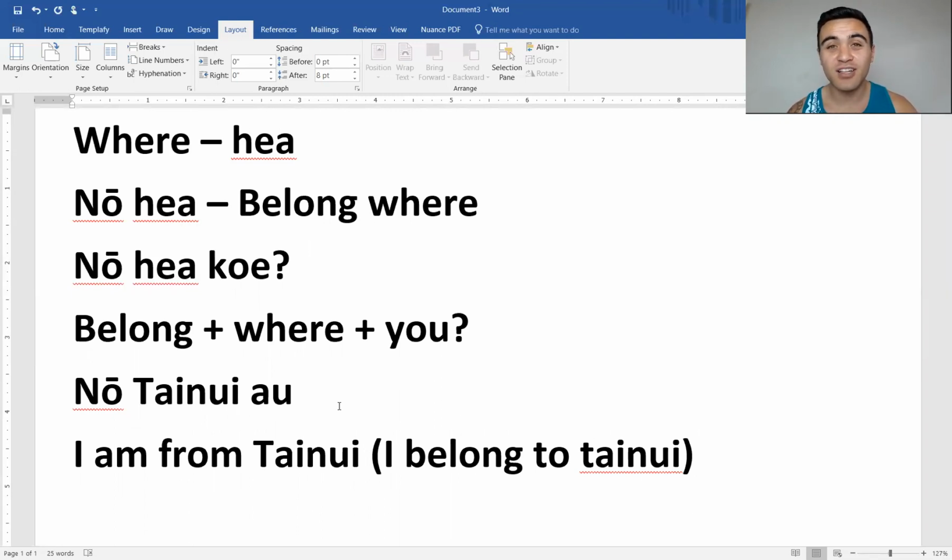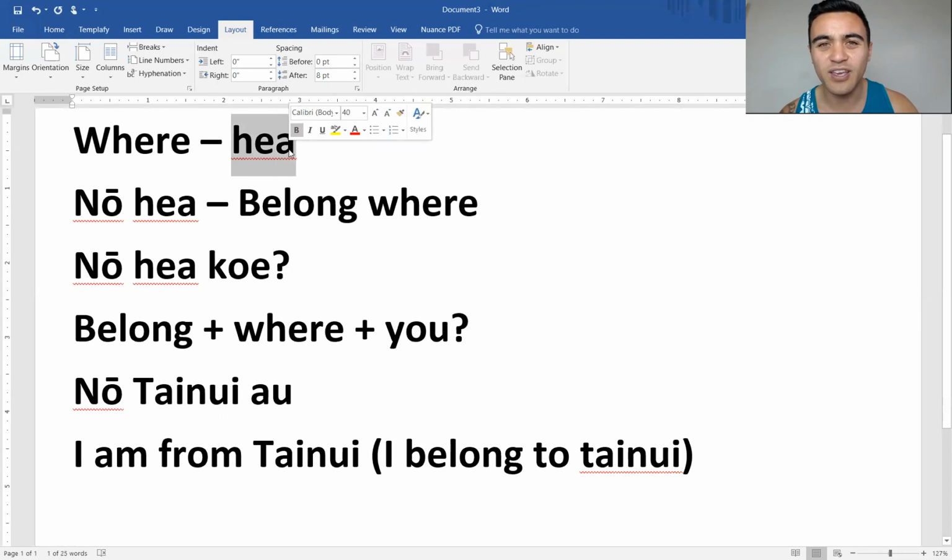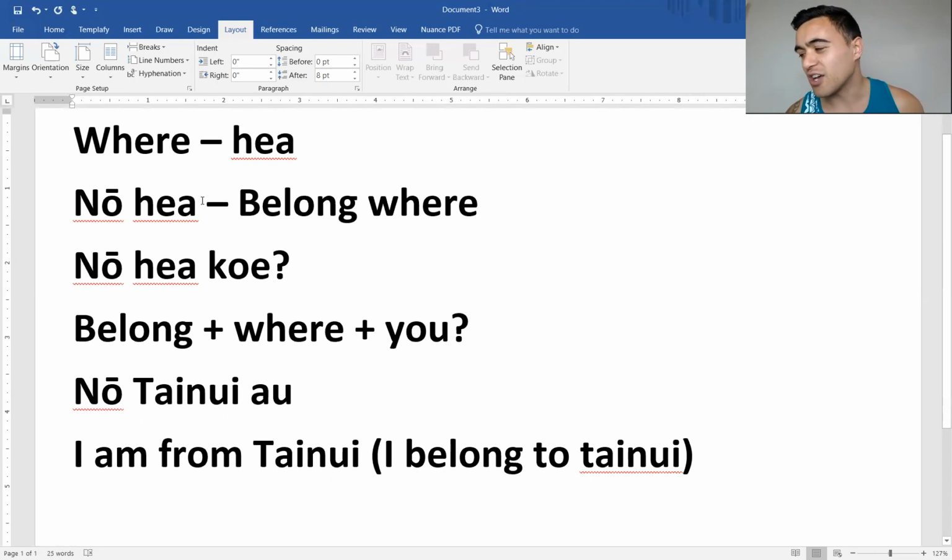So yeah, when you are reading through texts, when you're listening to things, and you may not understand exactly what's being said or what's being written, if you do see that word hea, you can generally assure yourself that there's a question around where. And it could be a number of things. It could be asking where something was, where it will be, where it's from, where it belongs to, all those different things. But at least now you've got a starting point. You've got a reference to work from with the word hea, meaning where.